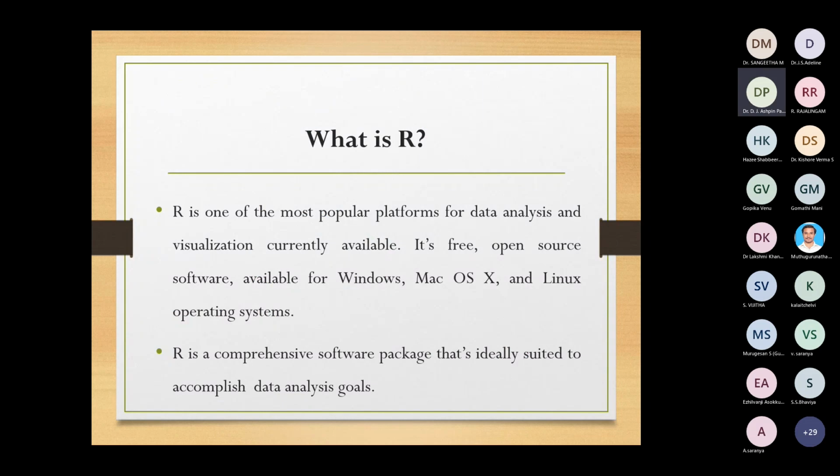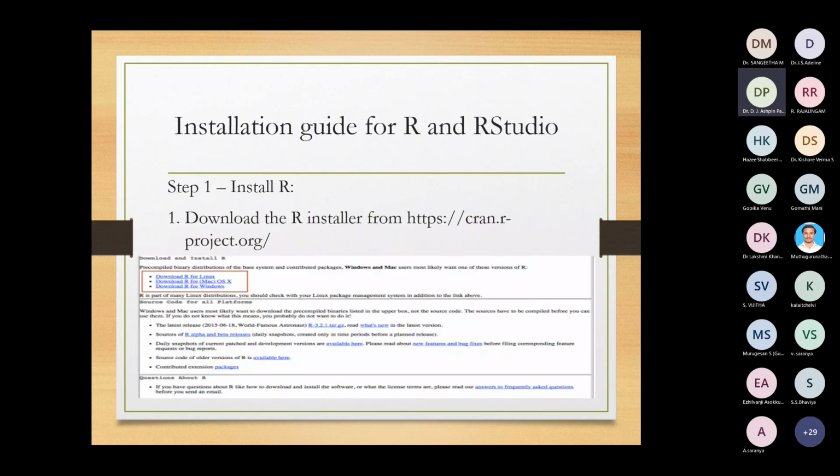And next, these are just two points about R programming. We know that it is the most popular platform for data analysis, and it is free and open source, which means it is available for all kinds of operating systems like Windows, Mac OS X and Linux. And R is a complete software package that is suitable for data analysis. So if you are performing statistical analysis, you can use R programming.